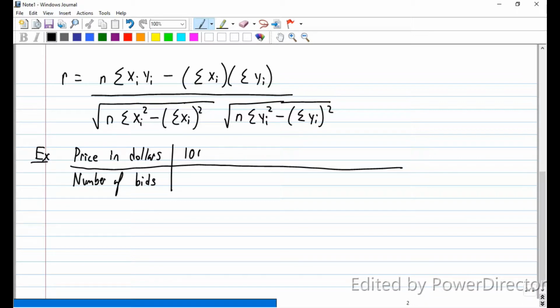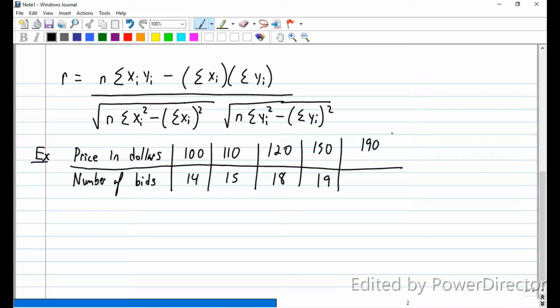So we have 114, 110, and 15, 120, and 18, 150, and 19, and 190, and 20.